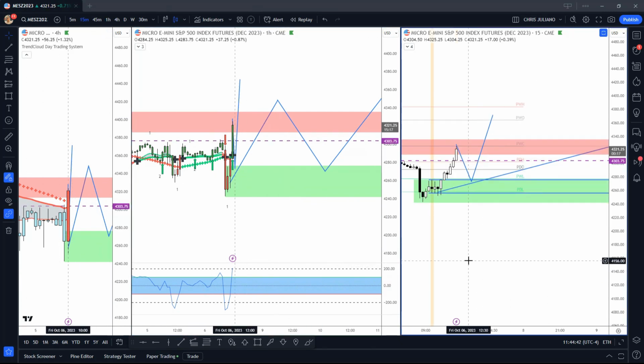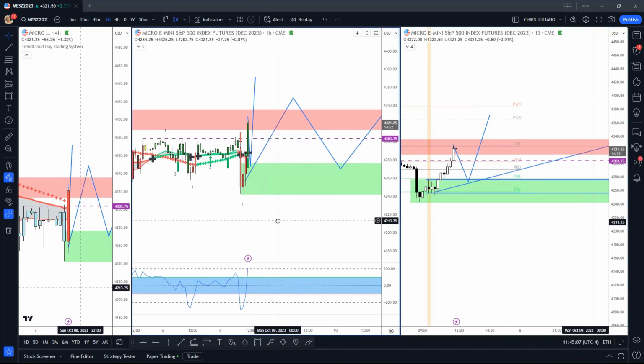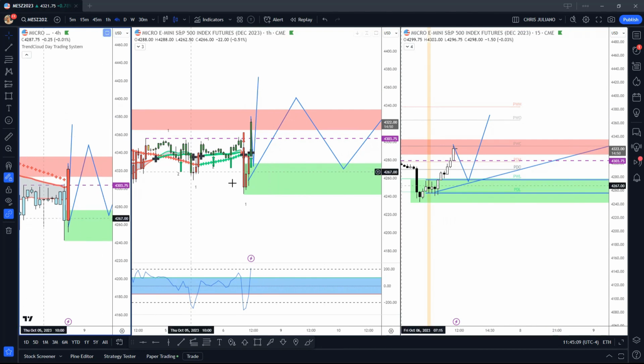All right, so watch this video again and you will see what to do when your zone fails, okay? Because it's not 100% every single time, and I wanted to show you that. So when your zone fails, look for the next move and let TrendCloud dictate what that move is going to be, because it is a price action mapping system, and it's going to give you the roadmap to the trades ahead of you.